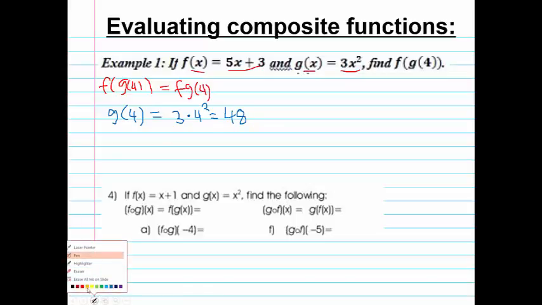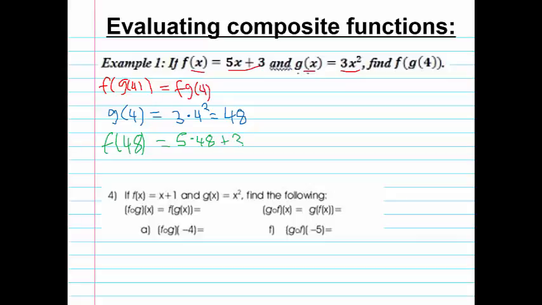Now you have to put this as the input into f. So it'll be f of 48. And the rule says you multiply what's inside the bracket by 5, then you add 3. So what's inside the bracket is 48. So you'll do 5 times 48, add 3. This is 243. So f of g of 4 is 243.